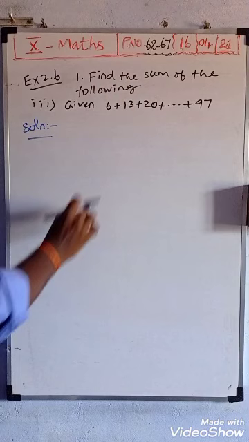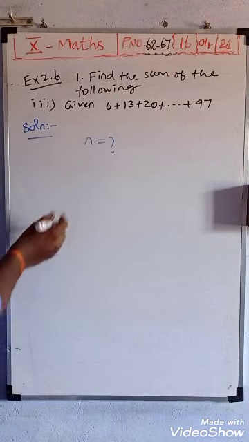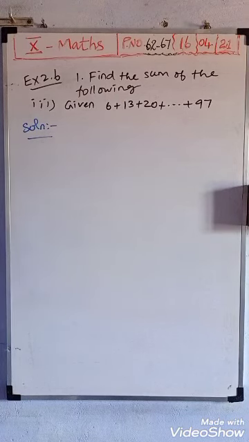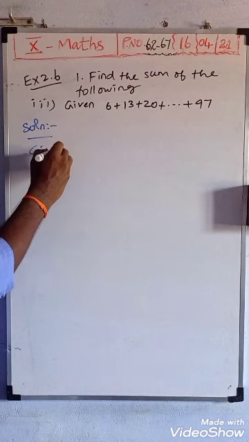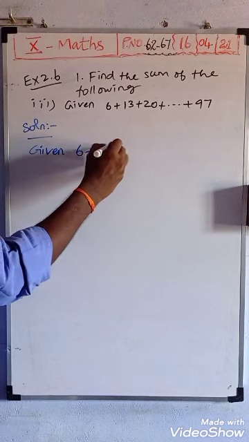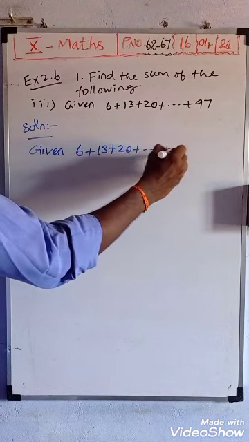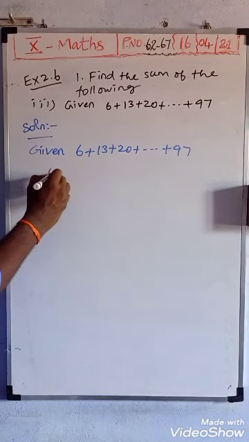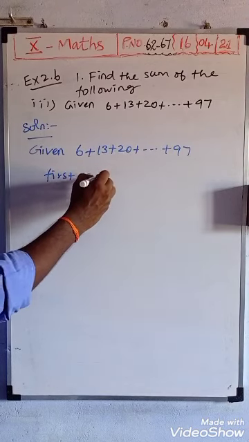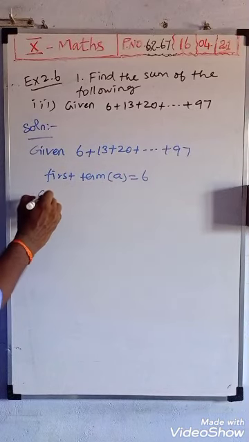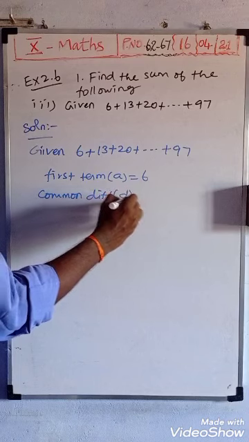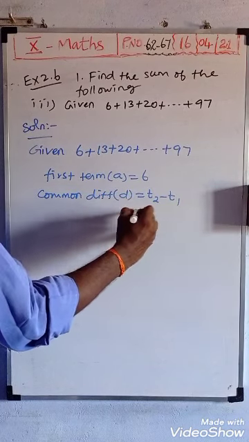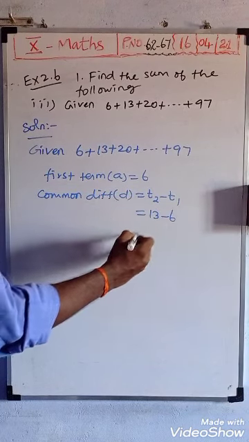How many terms are there totally? We want to know, then only we can apply the formula. For that first we want to find N. So see the solution. First you should write the given series is 6 plus 13 plus 20 plus up to etc. plus 97. First term A is equal to 6. Then common difference D is equal to T2 minus T1, so 13 minus 6 you will receive as 7.